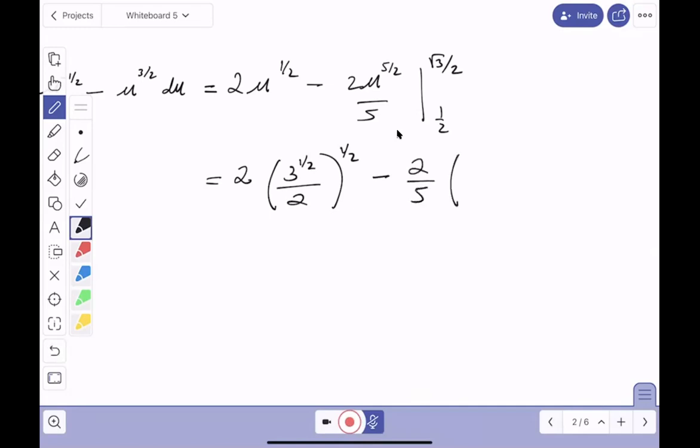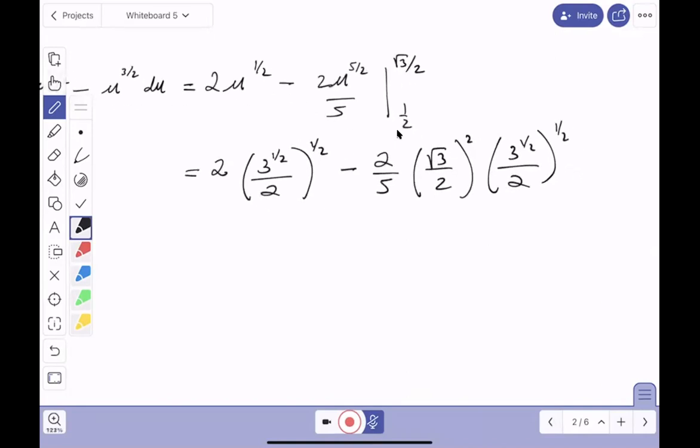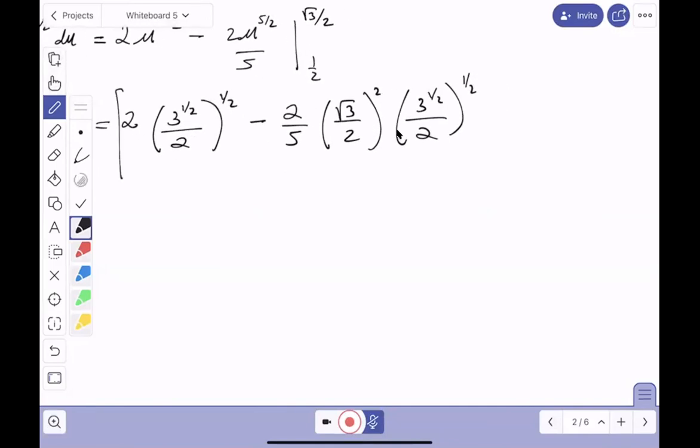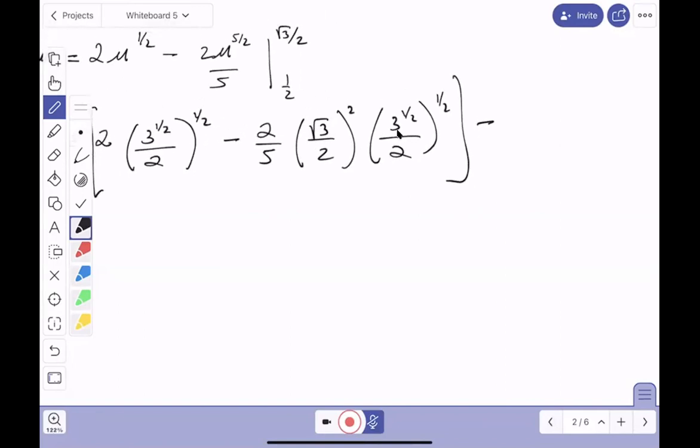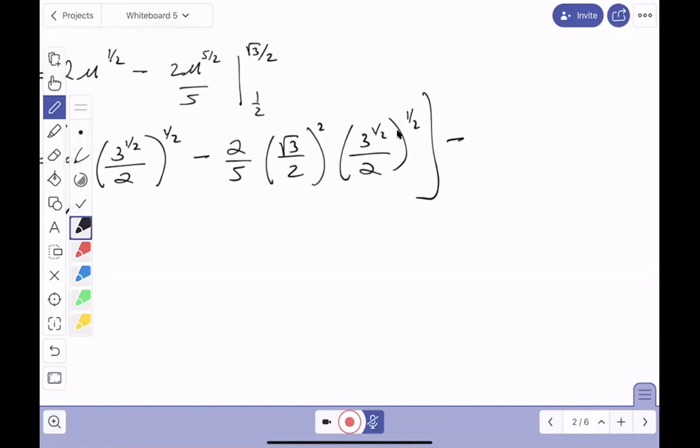So what do I get over there? √3 over 2 squared. And then I can write it as 3 to the 1/2 over 2 to the 1/2 power. All right. That's the upper limit. And again, I'm going to repeat this. If you have trouble with arithmetic, you probably want to review it. But if you have trouble, I understand that people do have trouble.